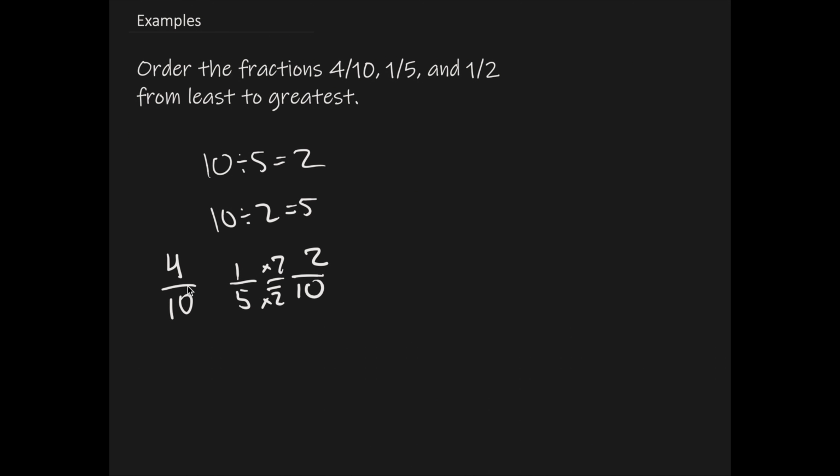So we have 4/10, 2/10, then we have 1/2. Again, we already know the denominator is 10. That's our common denominator. How much did it take to get to 10 from 2? We use the inverse operation: 2 times 5 equals 10. So now we do 1 times 5 equals 5. So 1/2 is equal to 5/10. Now we have to order these three fractions: 4/10, 2/10, and 5/10.